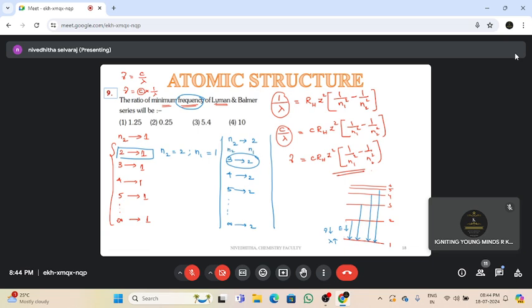You just have to substitute those values here. So for Lyman series, you'll be having one formula, and for Balmer series, you write another formula and substitute the value of n1 and n2, and you just divide those and let me know the answer for this question. So every common term will get cancelled out. So you just simplify and let me know the answer.